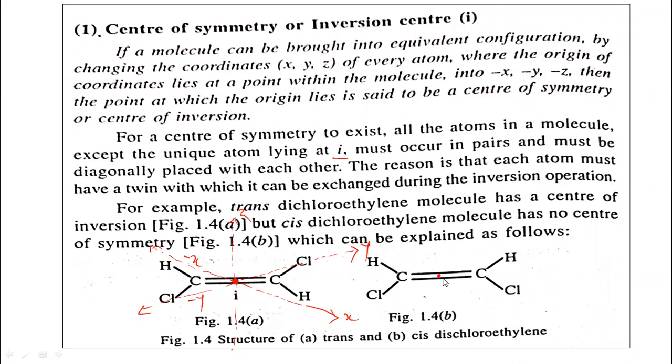But in the other molecule you can see here, the cis dichloroethylene molecule, it does not have any center of symmetry. If you move on this side, it is a hydrogen atom. If you move on this opposite side, there is a chlorine atom. So there is no center of symmetry.